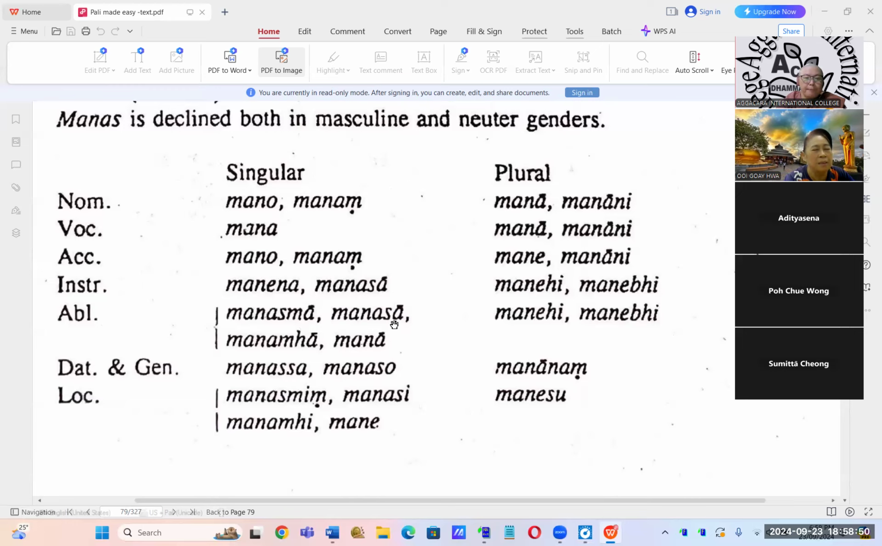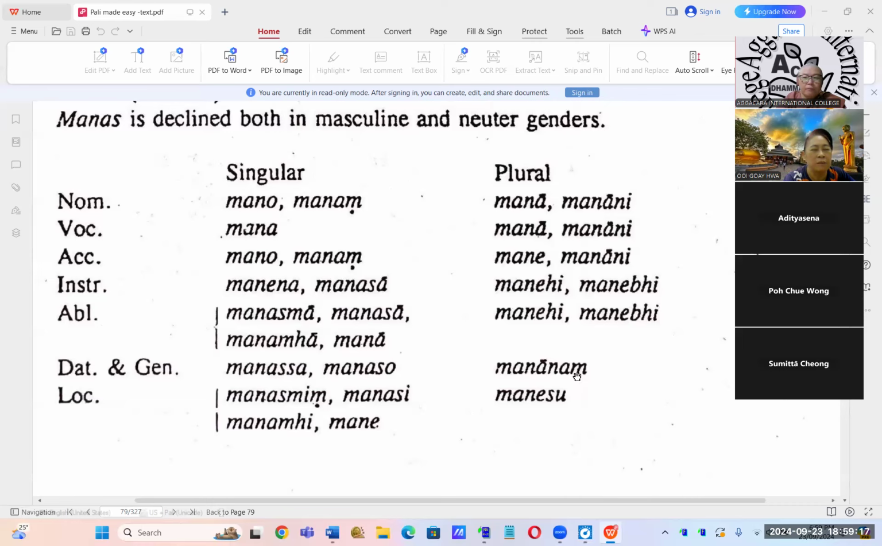Tapasma. Tapamha. Tapa, plural. Tapehi, tapebi. Now it's dative. Dative singular: tapaso. Special form, then tapasa.